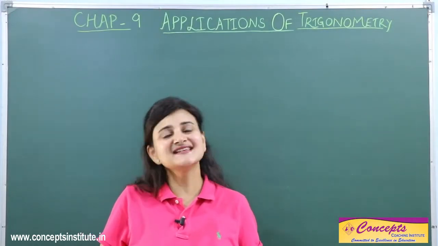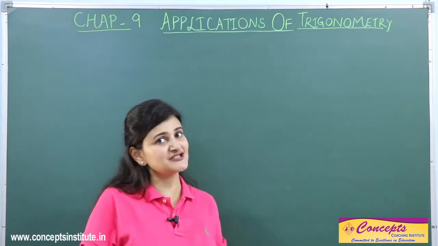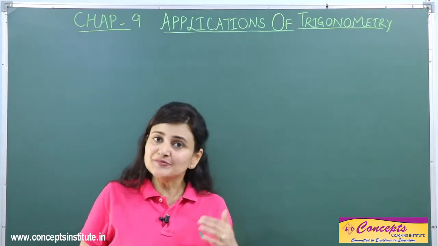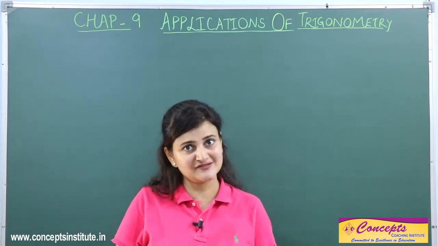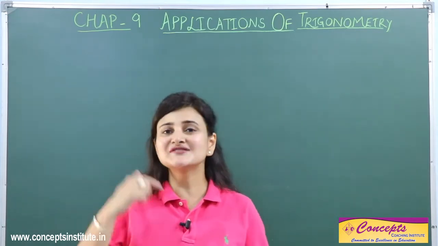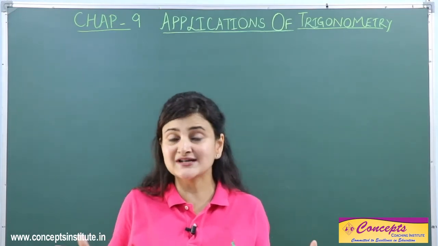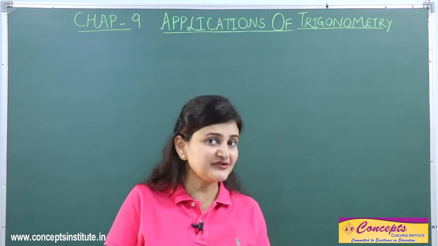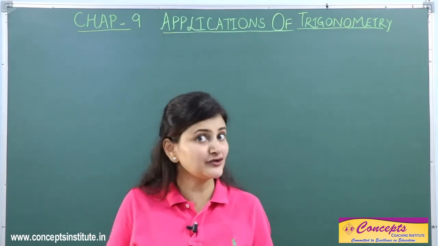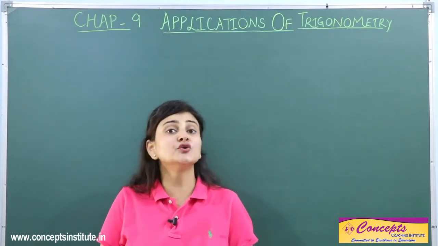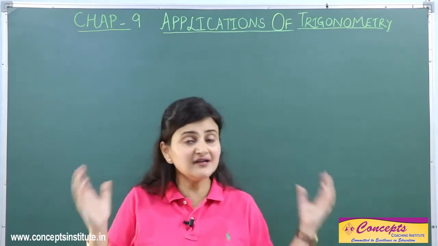Hello students. So now we are going to start with a new chapter, that is applications of trigonometry. In the previous chapter you saw the basics of trigonometric ratios: sine, cos, tan, cosecant, secant and cot. And now we are going to use the concepts that we learnt in the previous chapter in this chapter, which is applications of trigonometry. In this chapter you will see how trigonometry is used in real life around us.